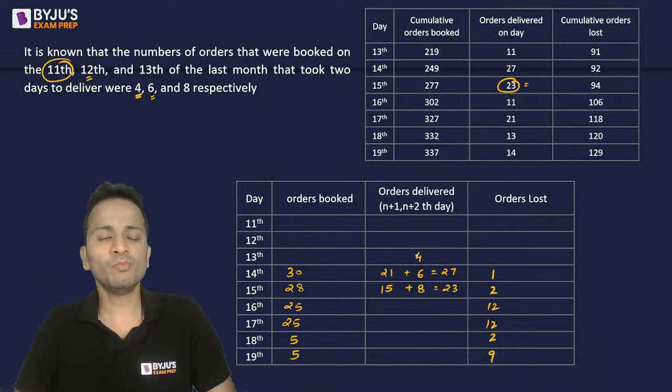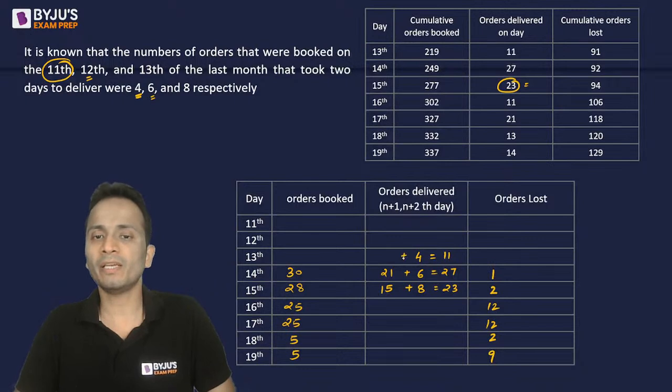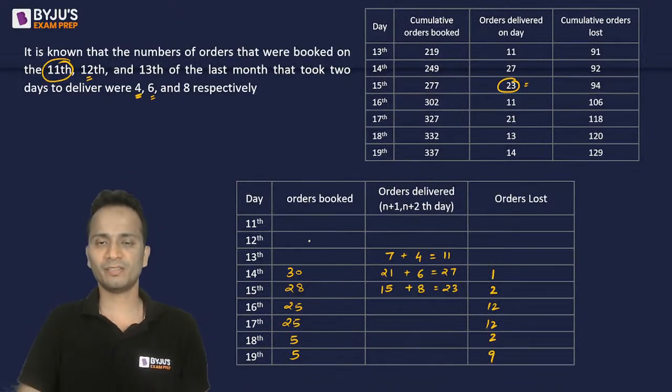Okay, let's move on to the orders delivered on 13th. Orders delivered on 13th, it is 4. So these 4 orders were booked on 11th. Total number of orders delivered is 11 on 13th of this month. So the remaining 7 orders were booked one day before, that is on 12th of this month.